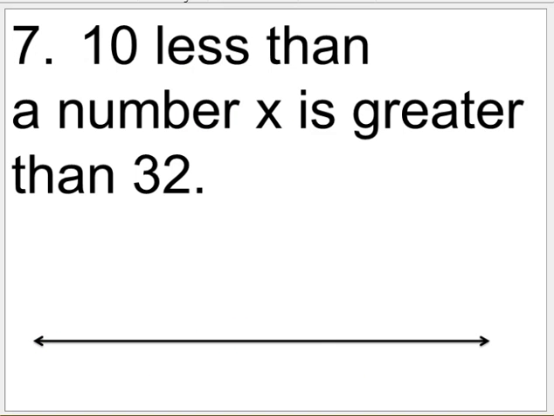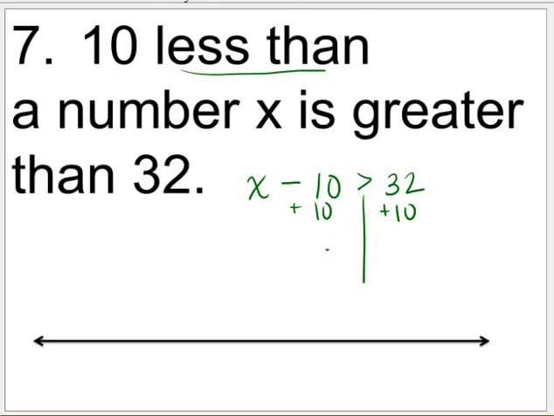The next problem, we're going to have to read the words to figure out our inequality. It says 10 less than a number x is greater than 32. That less than is one of those tricky ones where we want to flip-flop the 10 and the x. So x minus 10 is greater than 32. Now we're ready to solve it by adding 10 to both sides. And we end up with the answer x is greater than 42.